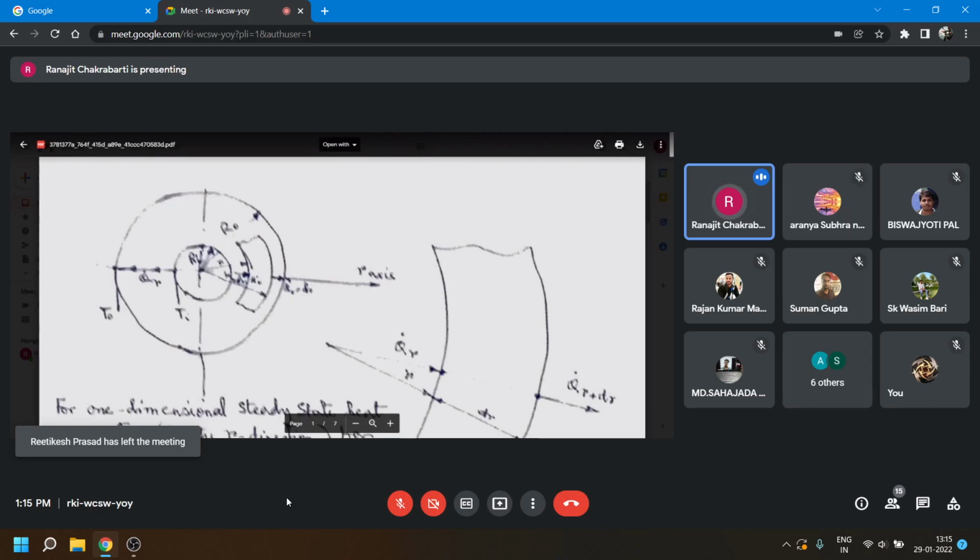Second thing is the experimental results. Third is the instruction sheet as I have given you. And fourth is the graph.